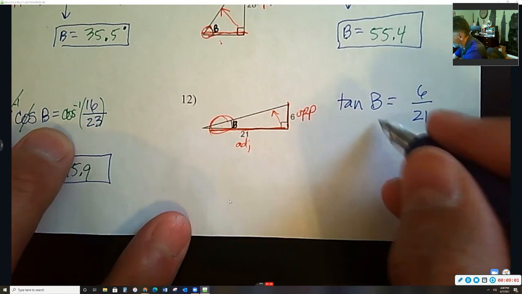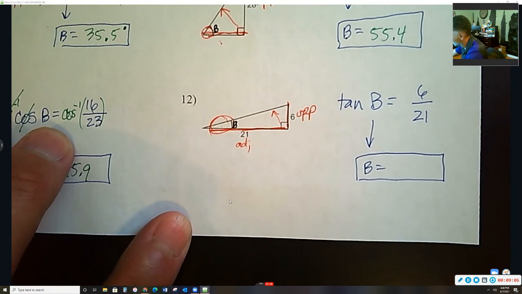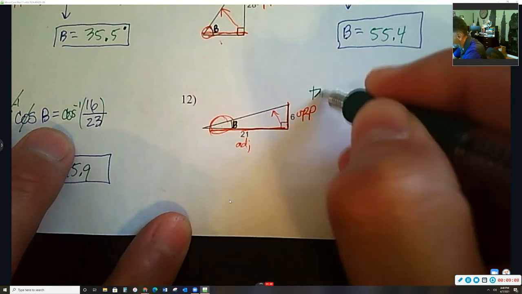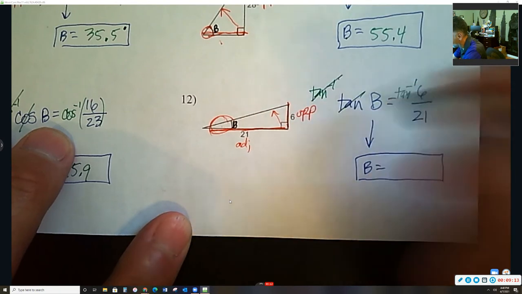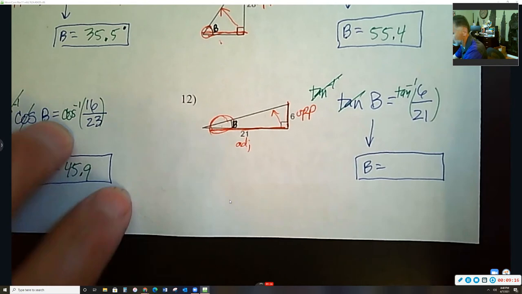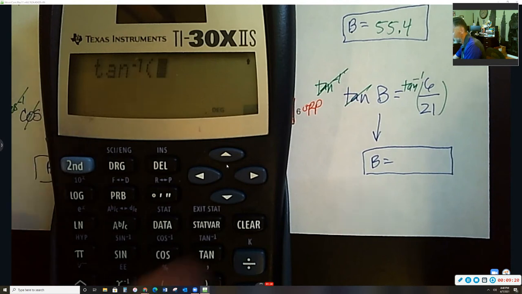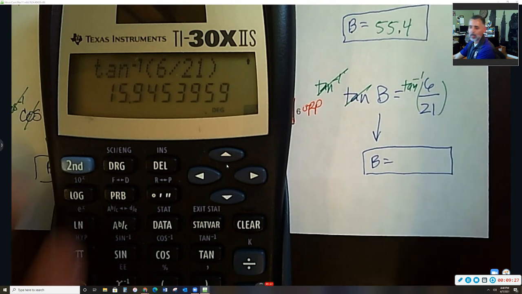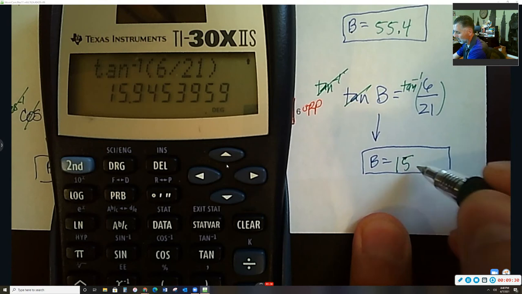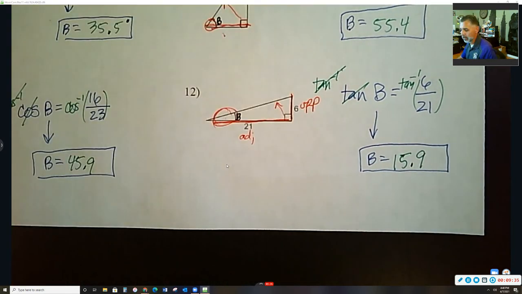Now we want B by itself. That shouldn't be a surprise, right? So we need to take the tangent inverse of both sides. Again, after seeing me do this a whole bunch of times, that should also not be a surprise. And how I type it in the calculator should not be a surprise either. 15.9. The only surprise should be that we don't do more. I'm done.